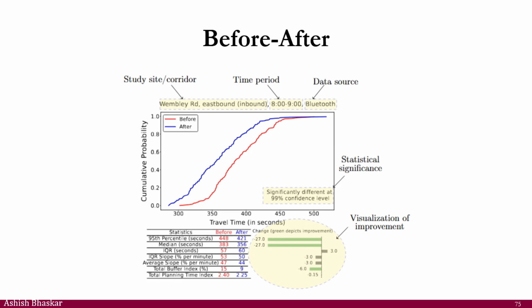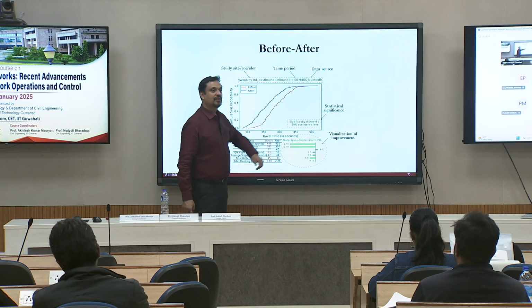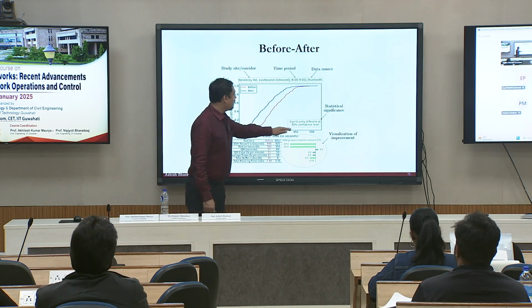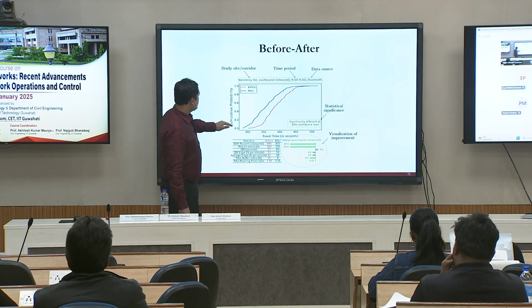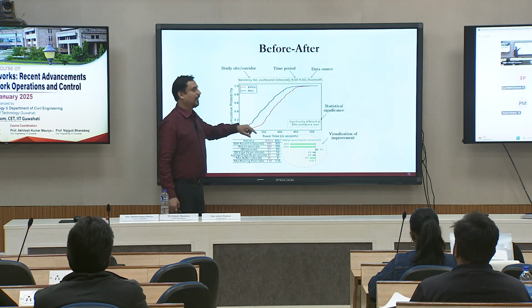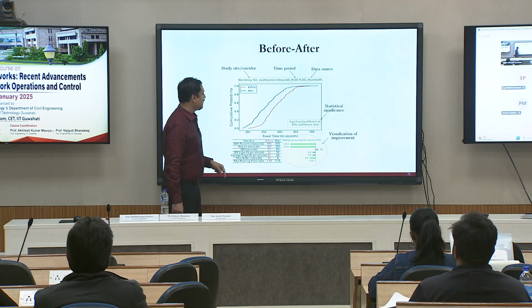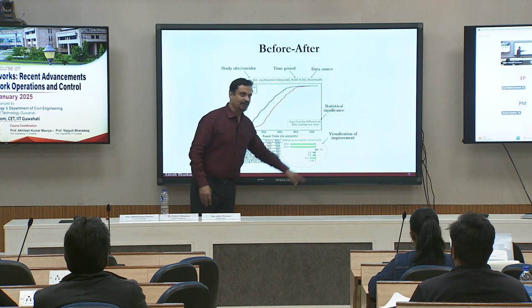They're using Bluetooth as the data source to do this analysis. So they have Bluetooth scanners installed. They know the travel time for the last couple of months, whatever they have selected. And they get some profiles like this. So x-axis is the travel time, y-axis is the cumulative probability distribution of the travel time. So 8 to 9 a.m. in the morning, the travel time varies from 300 to 500 seconds.